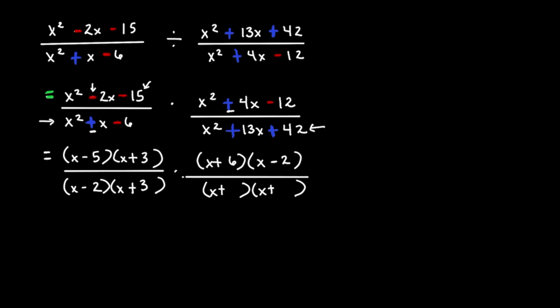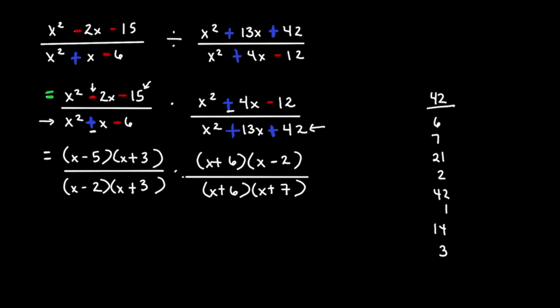And then that bottom right, we need to come up with the factors of 42, 6 and 7, 21 and 2, 42 and 1, and 14 and 3. So another one, we need something that comes out to 13. So 6 and 7, especially as both positives, will be 13.